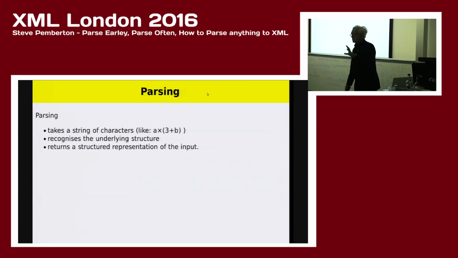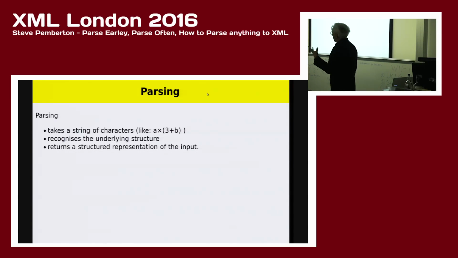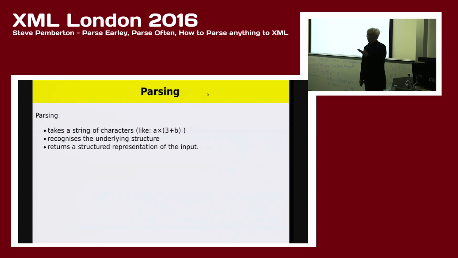How does it work? Some of you, maybe a lot of you, know how parsing works, but this gives you the background for the parsing method that I want to talk about. So parsing takes a string of characters like A times 3 plus B, and it recognizes the underlying structure, and then it returns a structured representation of that.